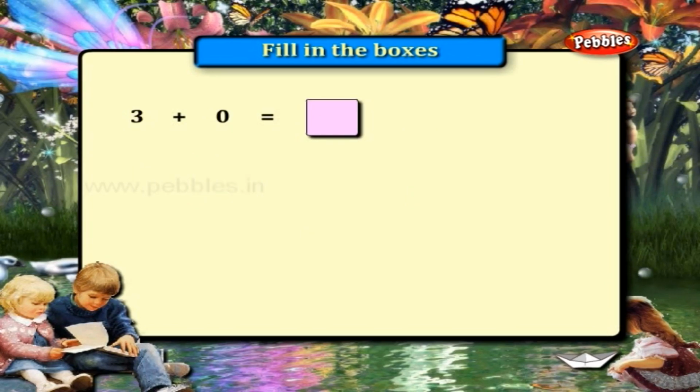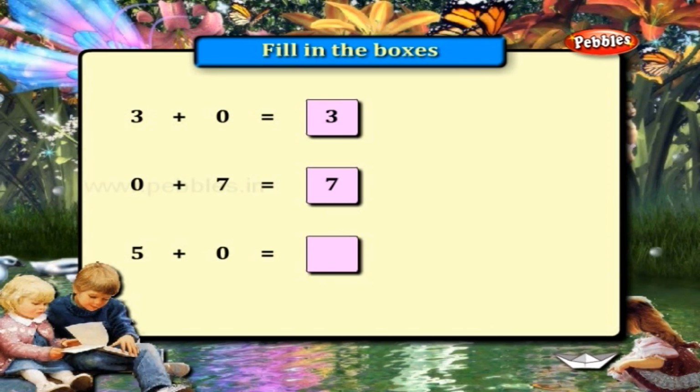3 plus 0 is equal to 3. 0 plus 7 is equal to 7. 5 plus 0 is equal to 5.